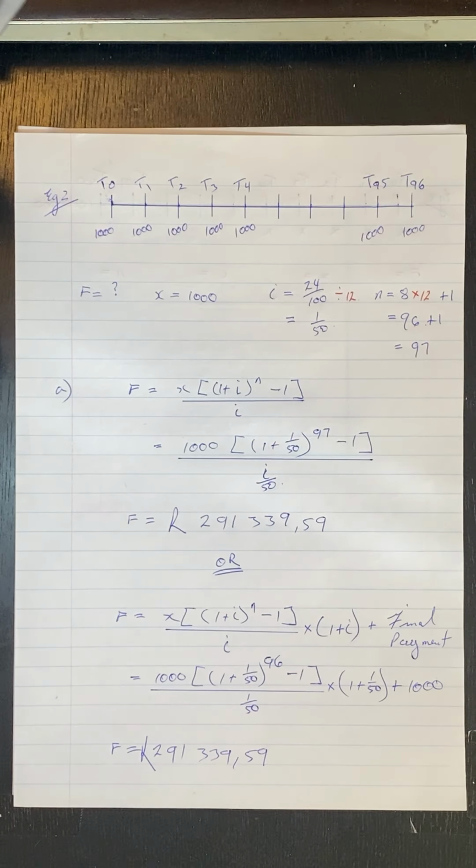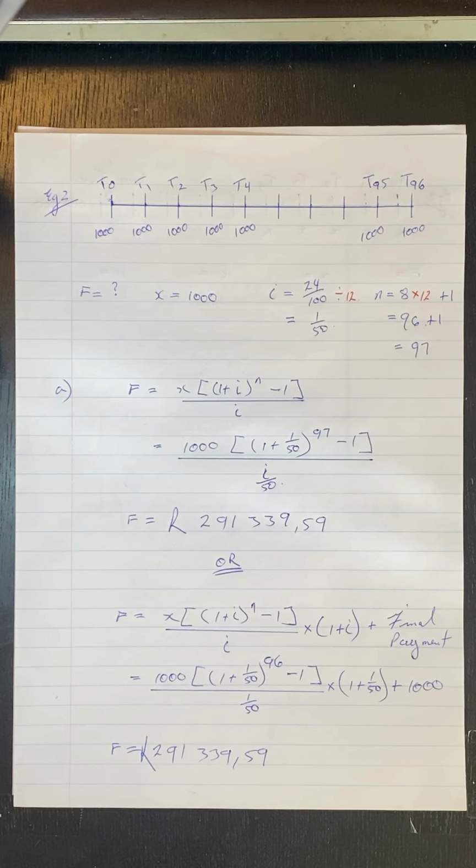Right, let's have a look at example B. Example B is saying, at the end of the 8-year period, he leaves the money in the account for a further year. How much money will he have accumulated? Okay, so what we've got to do now is, I suppose we could use just our compound formula.